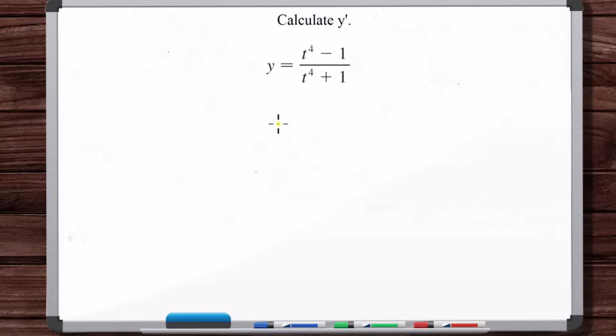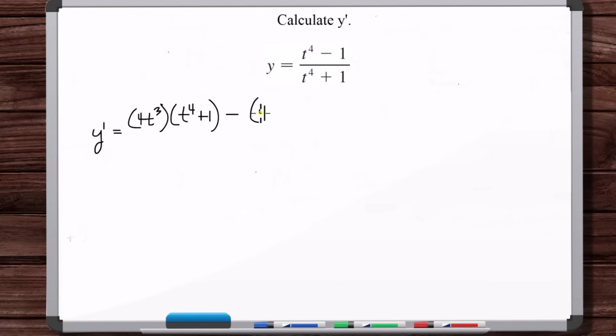Okay, we can use the quotient rule here. We have one function of t over another function of t. Quotient rule: derivative of the top is what? There's no chain rule in this problem. We don't have to use the chain rule. Derivative of the top, just 4t cubed, times the bottom, minus derivative of the bottom.